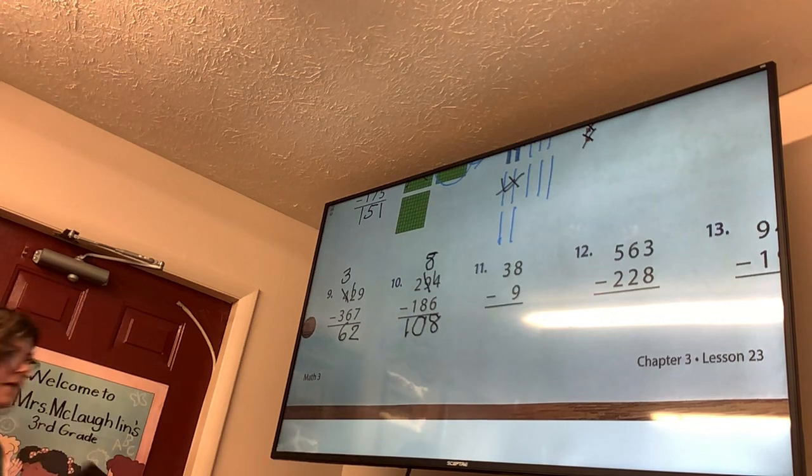We have 38 minus 9. 8 minus 9? Can't do it. You go to the tens, cross out the 3. It becomes a 2. And there it goes again.